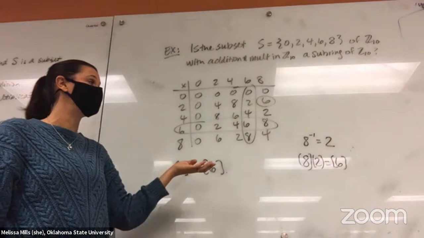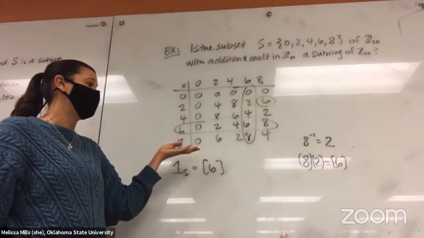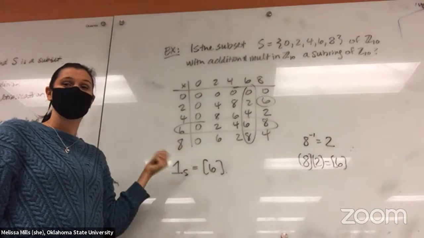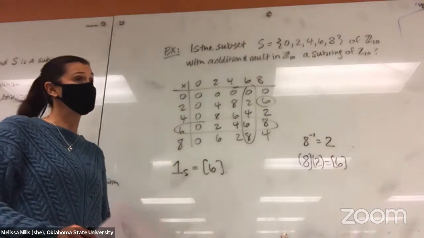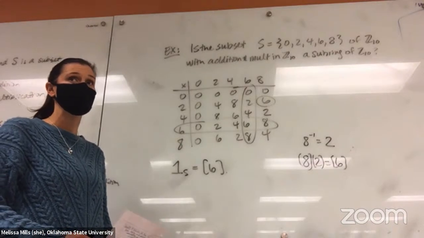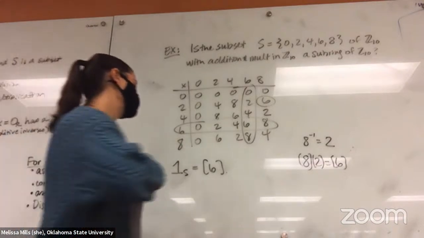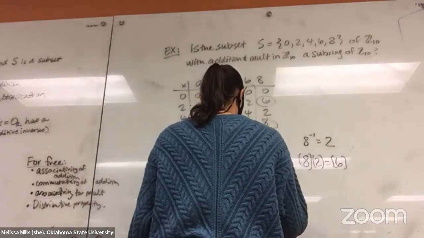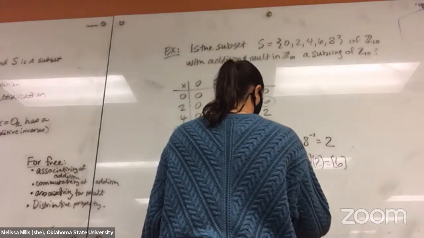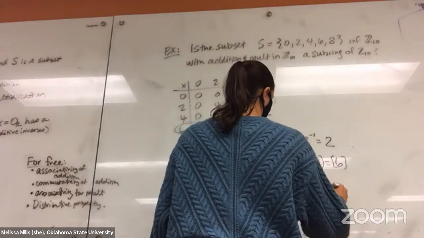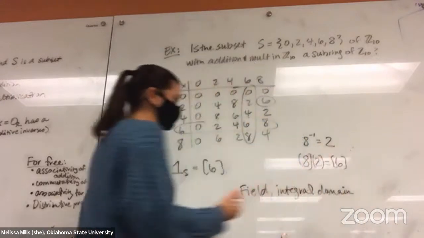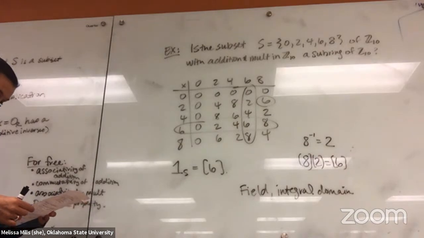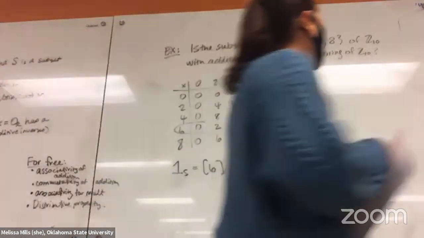Since it has unity and it has multiplicative inverses, it is also a what? It's a field. Yeah, it's a field too. So this is an integral domain and it's a field. It's a ring with unity, it's an integral domain, it's a field. So this is a field. All right, cool.